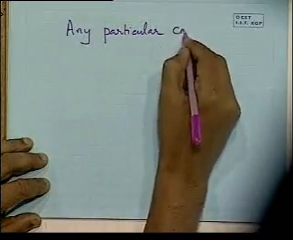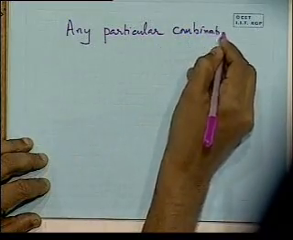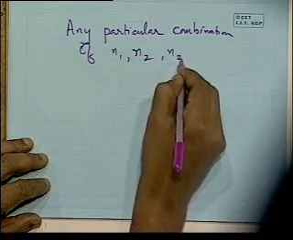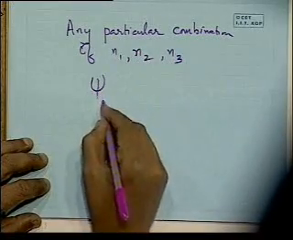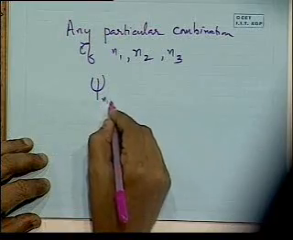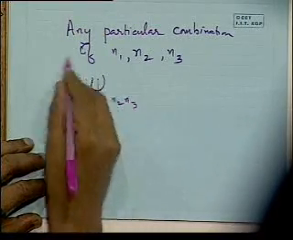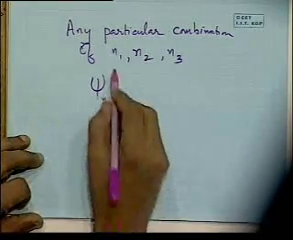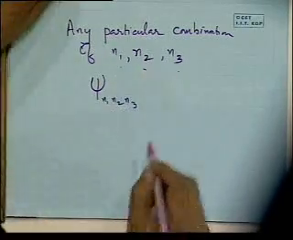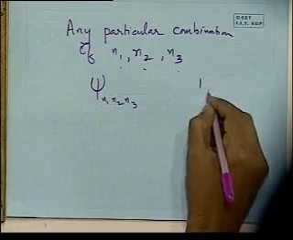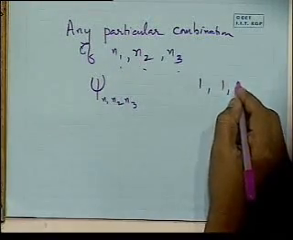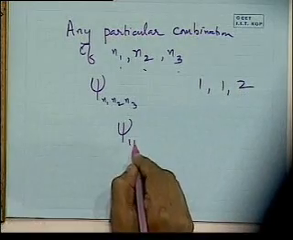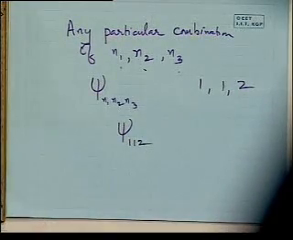So any particular combination of n1, n2, n3 refers to a particular orbital state. We pin down that particular orbital state once we know these three. For example, if n1 is 1, n2 is 1 and n3 is, say, 2, we will write a particular orbital state by this notation which we looked at earlier.